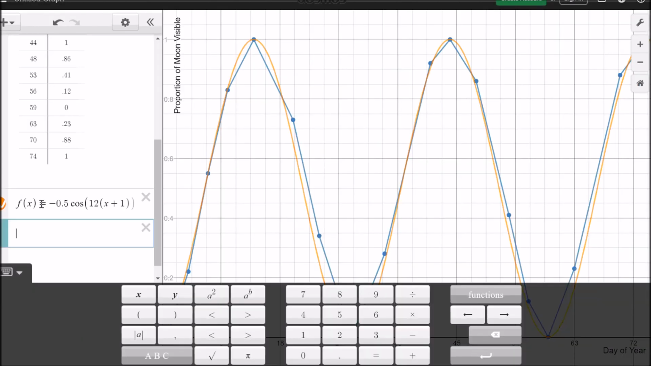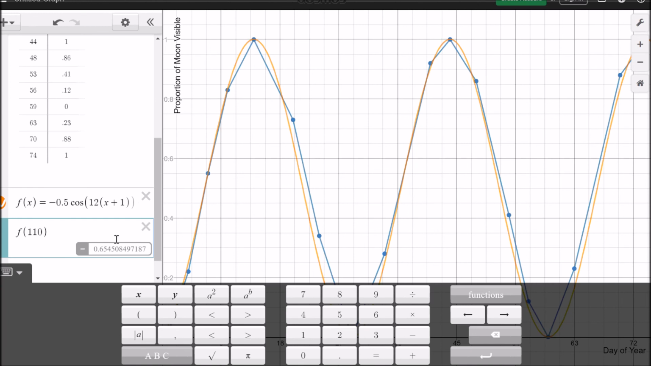Okay, last thing I want to show you is you can go right into Desmos and check your answer by typing in f of 110, and we end up getting 0.65 as our answer.